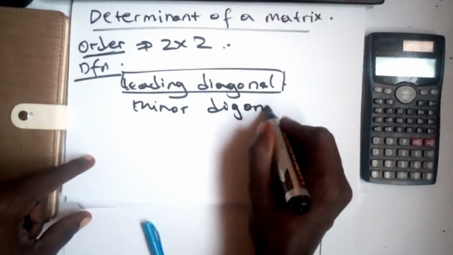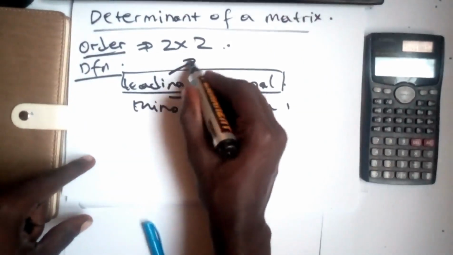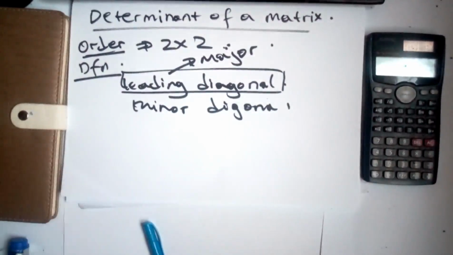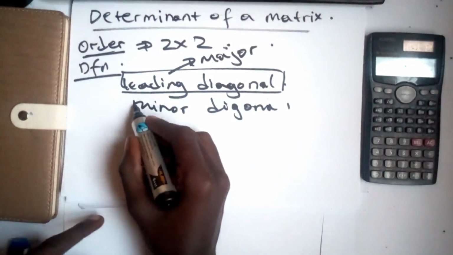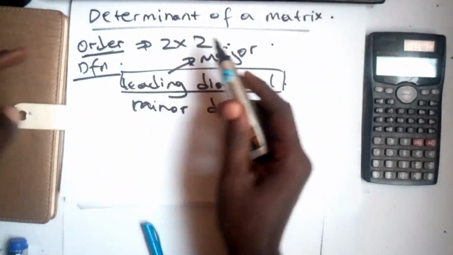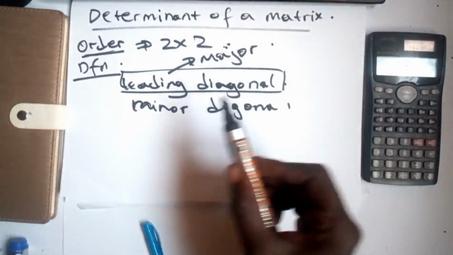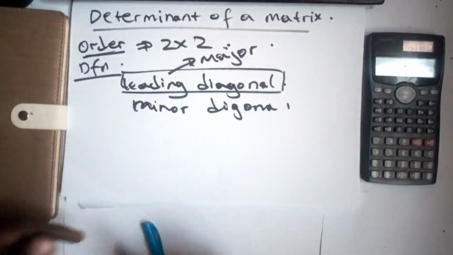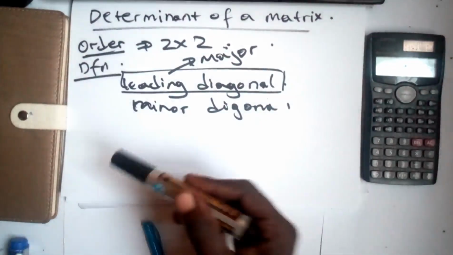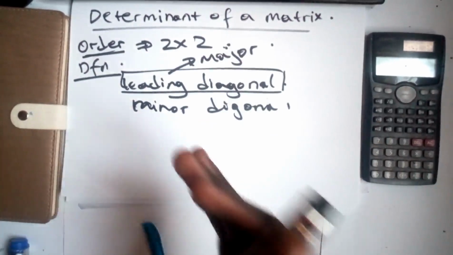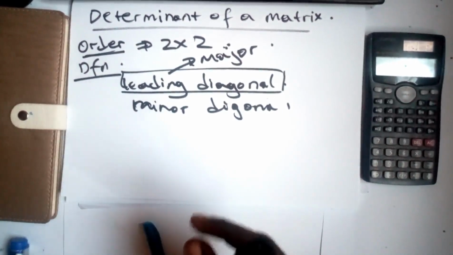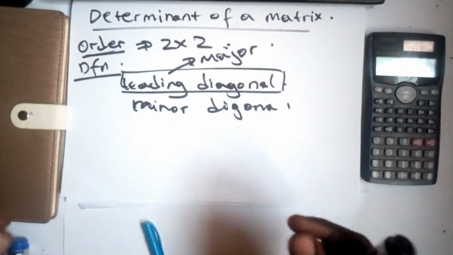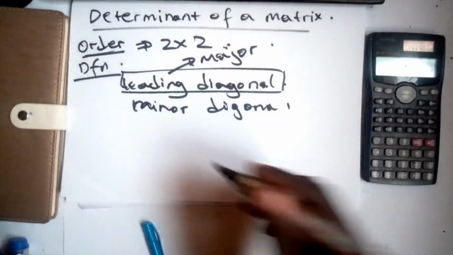We also called the leading diagonal the major diagonal. Please refer back to our videos on definition of terms in this very course, then you'll be able to understand what we mean. So the determinant of a matrix is the difference of the product of the terms in the leading diagonal minus the terms in the minor diagonal, meaning that I get the product of the entries in the leading diagonal, and I subtract off the product of the entries in the minor diagonal. So that's what we are going to be doing.